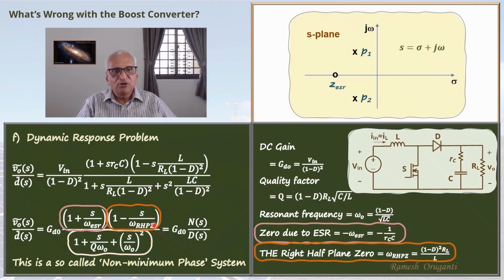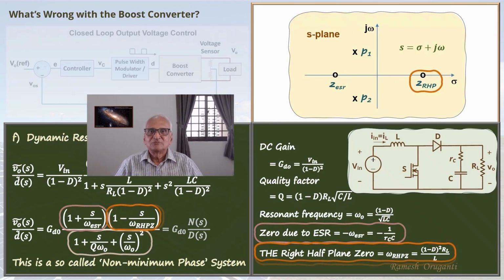So when you plot the right half plane zero on the s plane, you will get it somewhere here. This is the Z RHP, which is a positive real value. This is difficult to compensate for. The main dynamic response problem is that it's difficult to design a controller with a boost converter to get fast response. We are going to see more about that now.